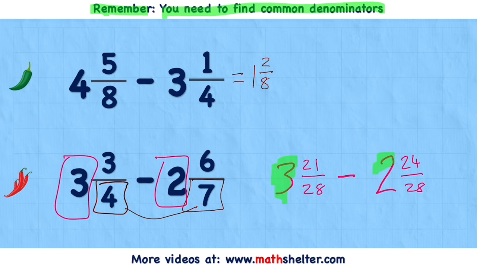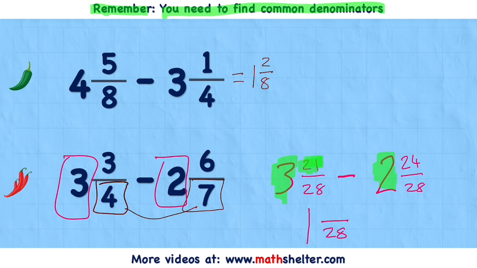Let's start with my whole number. 3 subtract 2 leaves me with 1. And then I'm going to end up with something 28, because remember, I'm subtracting 28. Well, now things get a little bit complicated because I had 21 28s and I'm trying to subtract 24. Well, if I only have 21, I can't subtract 24.